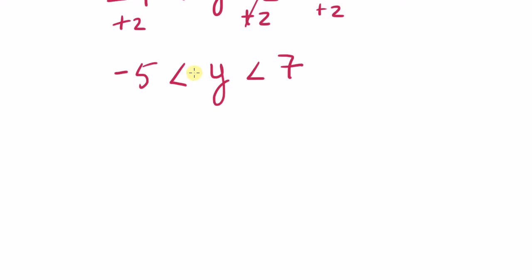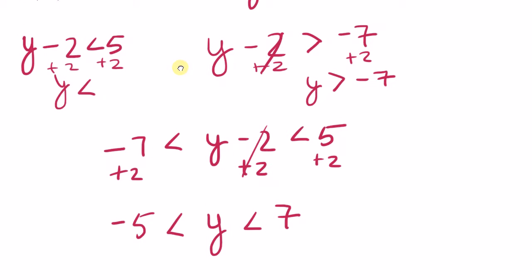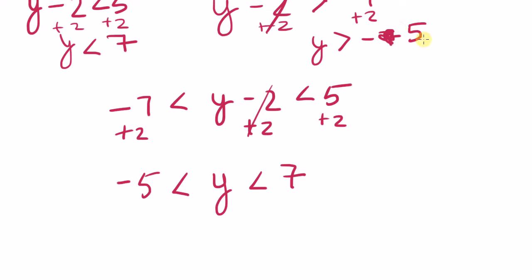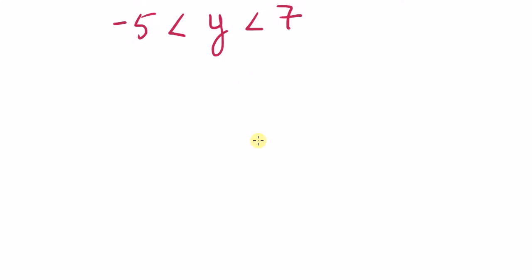Once we have y by itself in the middle, it's no different than when this cancels and I get y is greater than negative 7 and y is less than 7. I'm sorry, that was confusing. This is supposed to be negative 5, sorry. Okay, so we get the same answers. We got a negative 5 and a 7. And like I said, this is more efficient.